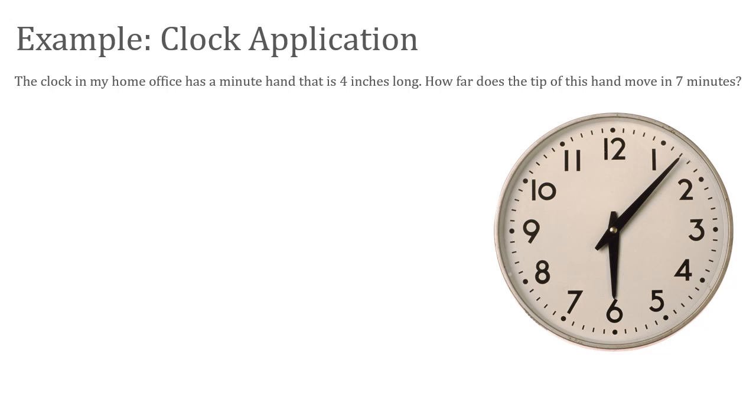So assuming that maybe I started with the minute hand straight up at 6 o'clock, and it's going to end 7 minutes later, right? So that's 7 minutes have gone by. Okay, that's what we're looking for. It says, how far does the tip of this hand move in 7 minutes? So 7 minutes have gone by, but we don't know the actual length of this piece. That's what we want to find.